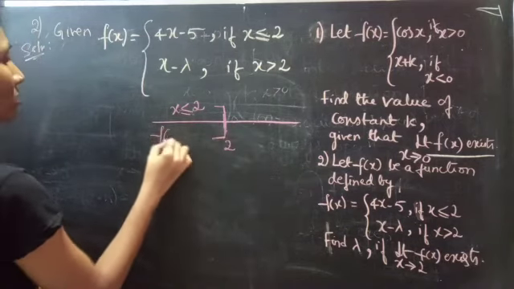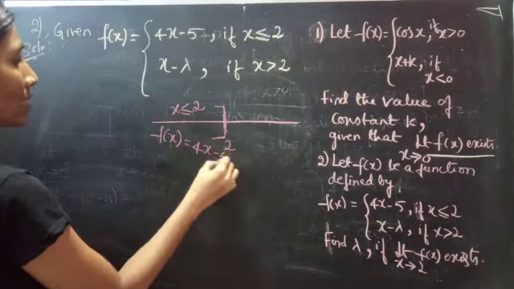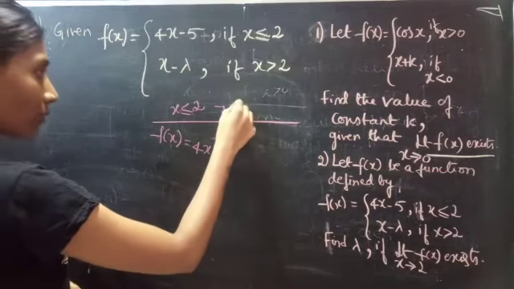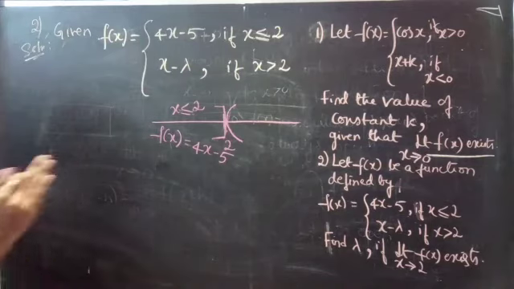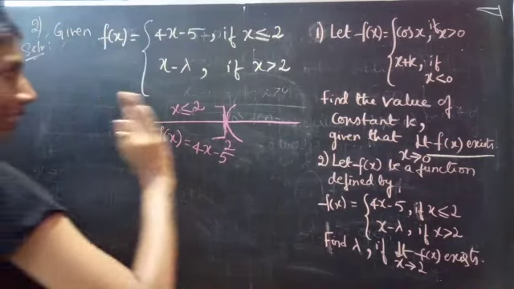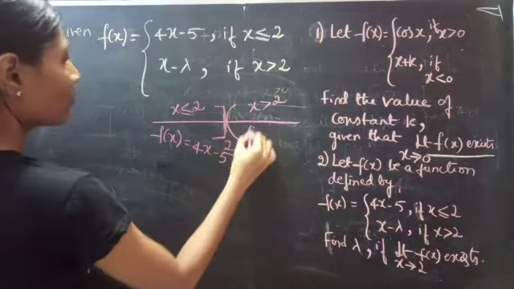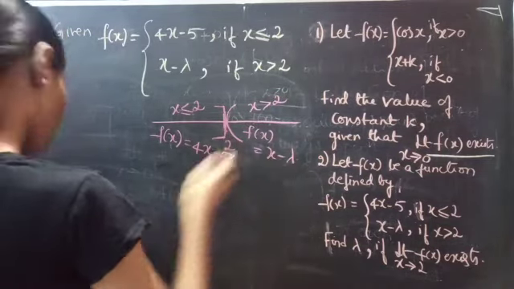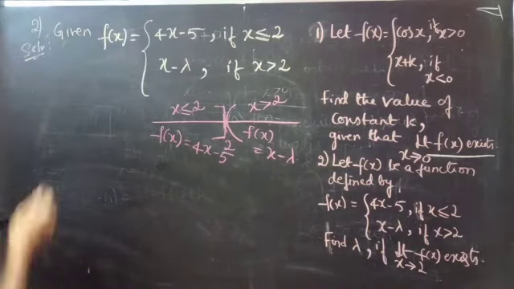f of x equals 4x minus 5. And if x is greater than 2, that is not including 2, but it is greater than 2, x is strictly greater than 2, then f of x equals x minus lambda. Okay, fine.